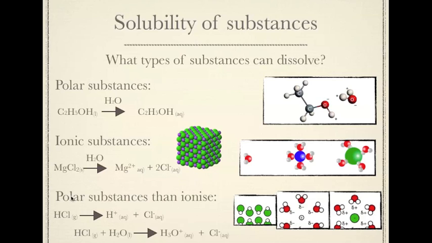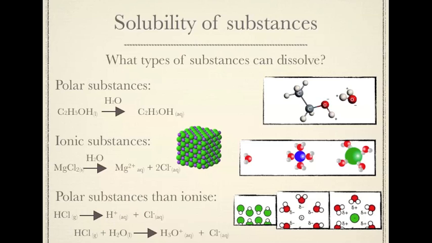The last one is your polar substances that ionize. Now, as I said, these are mainly acids. Acids always have a hydrogen, and what happens is they just break apart with that hydrogen. So we have hydrochloric acid, HCl. When it dissolves, it forms this H+ ion, and it also forms this chloride ion. So it just breaks apart and forms these 2 ions here.